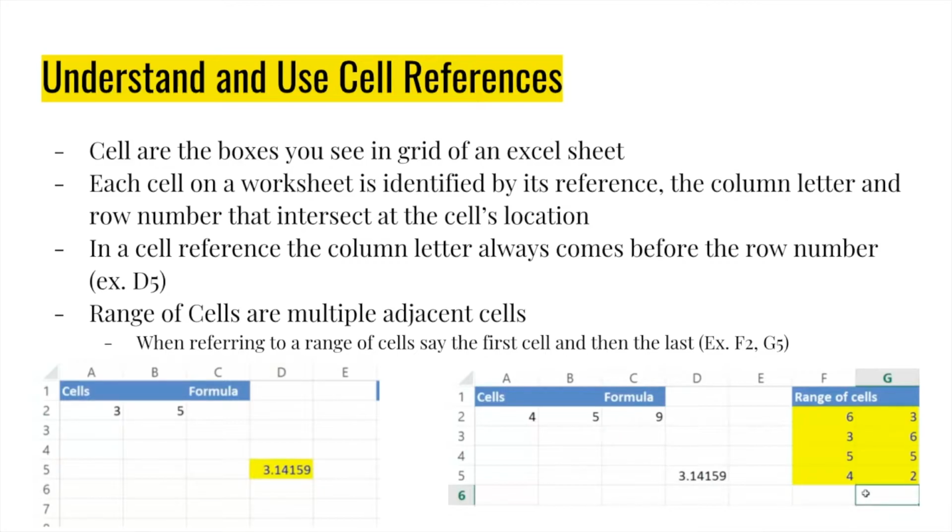A range of cells is multiple adjacent cells. When referring to a range of cells, say the first cell, then the last cell, example F2, then G5.